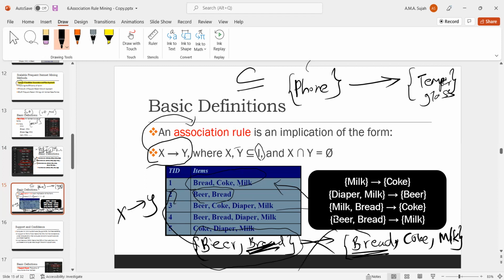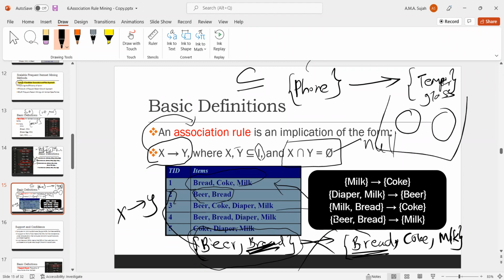If it is an association rule, we cannot have an intersection. The important thing is that there are no intersections. If the symbol says it's null, null means we already know the intersection of the sets is null. This is X, this is Y. Intersection means this area. There is no area here.